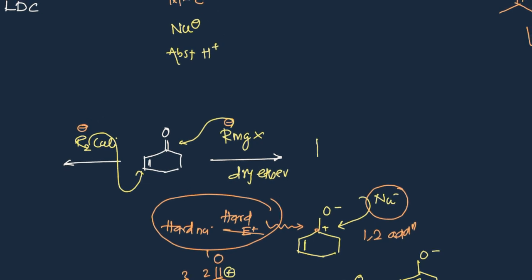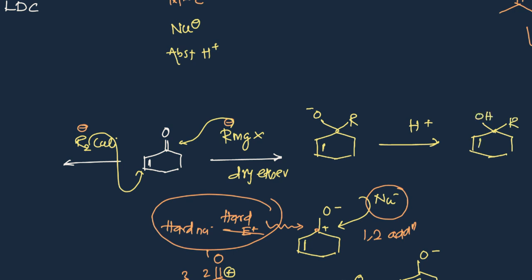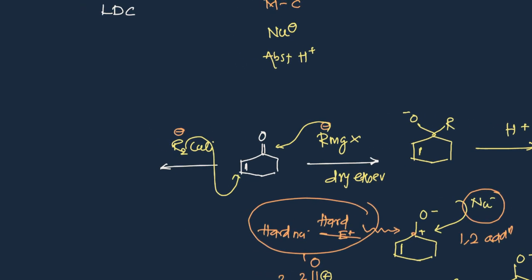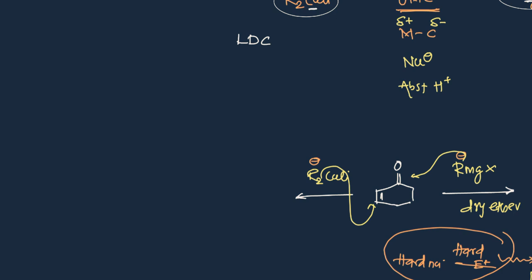So you will get this type of a molecule without changing, like here, and after that acidic workup, you will get the product, that is, allylic alcohol is the product. So this is called a 1,2 addition reaction. So Grignard is always doing 1,2 addition, but in the case of a Gilman reagent, this does not happen.